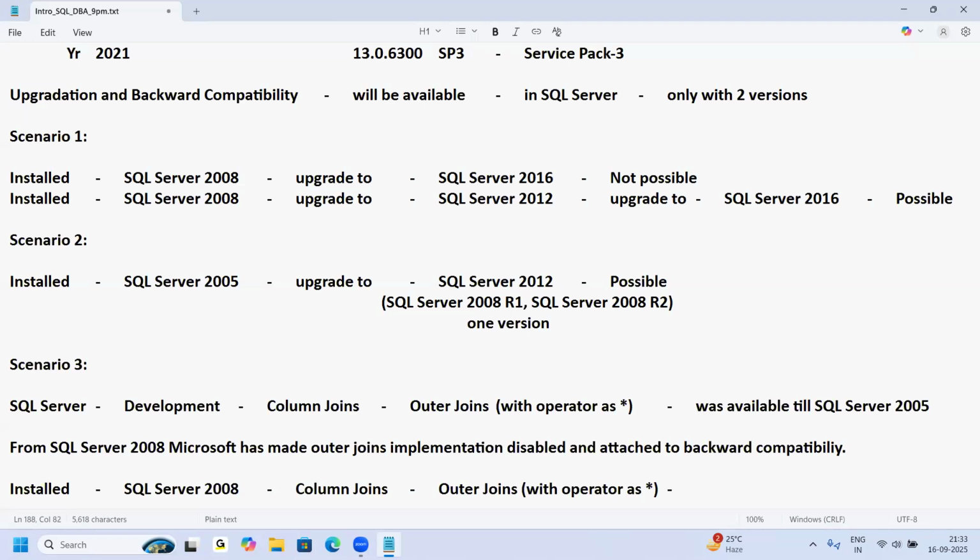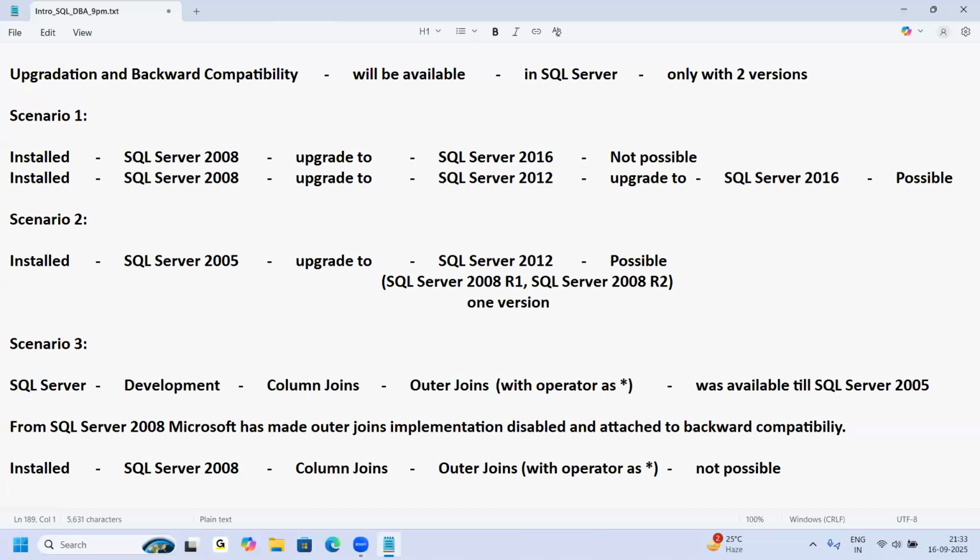Star. Not possible. You cannot implement it; if you implement it, it will give you an error. Then what to do? Then you have to do one thing.